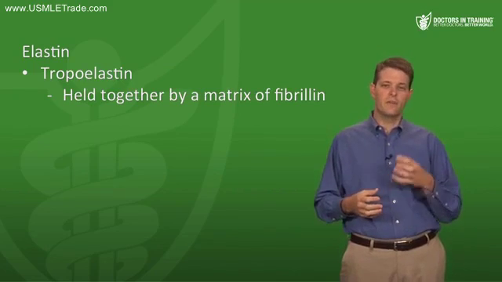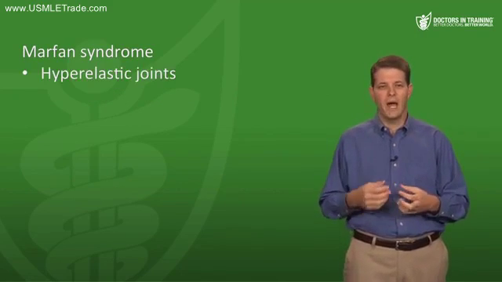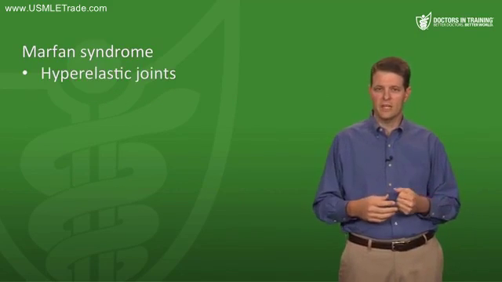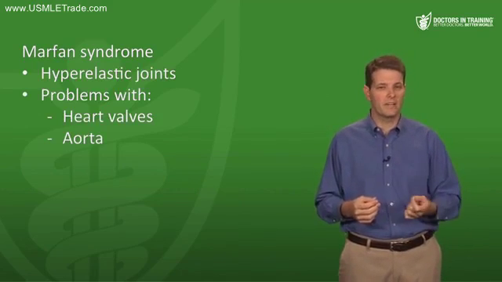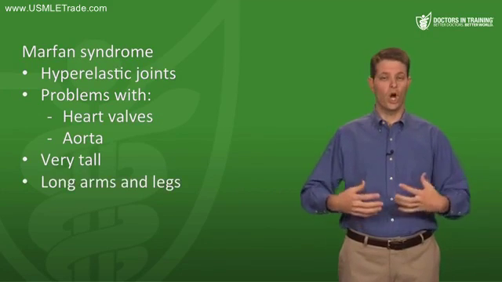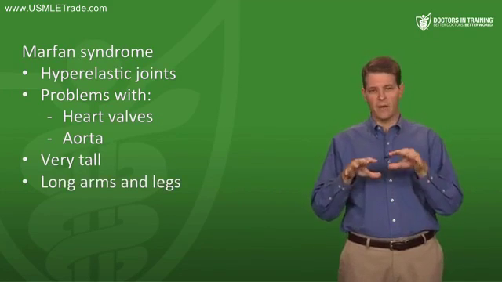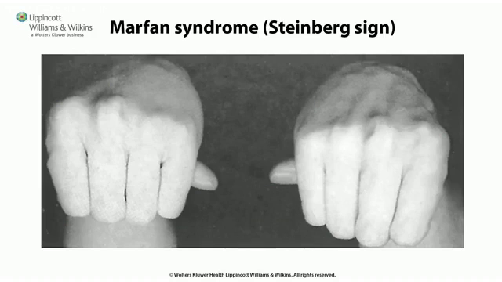And if you have a defect of fibrillin, that causes Marfan syndrome, which is characterized by hyperelastic joints, kind of similar to Ehlers-Danlos, and also problems with the heart valves and the aorta, like aortic dissections. Marfan patients are also often very tall, they have really long arms and legs, and they have long spidery fingers, which we call arachnodactyly. So these are the hands of a patient with Marfan syndrome, and you can see that the thumbs are so long that the entire distal phalanx sticks out when he makes a fist. This is called Steinberg's sign.